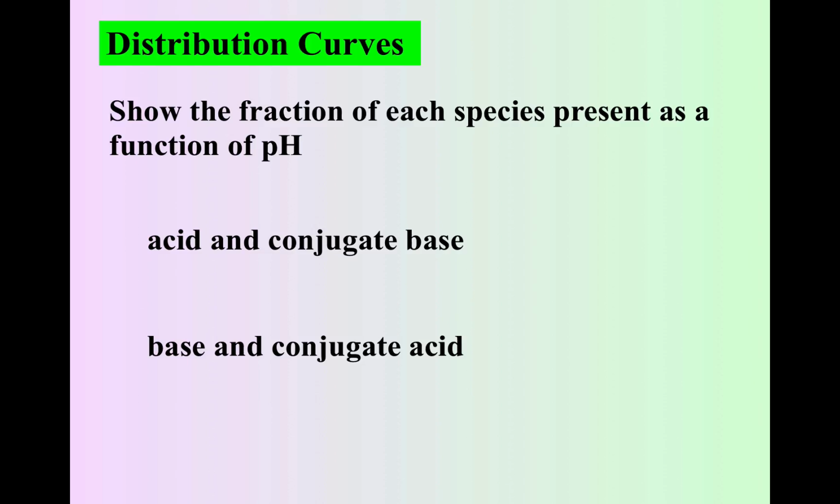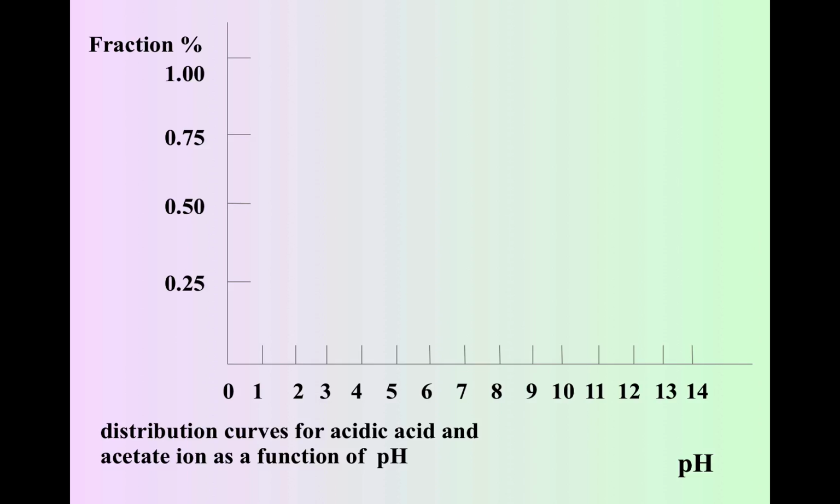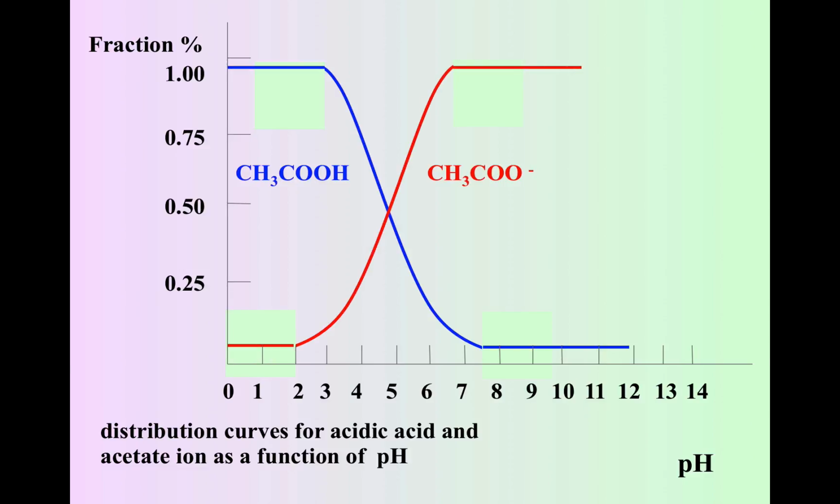All right, distribution curves. Distribution curves show the fraction of each species present as a function of pH. So we plot the change in pH versus the concentration of the acid and its conjugate base, or the base and its conjugate acid. So if I start out with acetic acid, as I add more and more hydroxide, I increase the pH, the concentration of the acetate goes down, and the concentration of its conjugate base goes up until I get to a point where the concentration of the conjugate base is equal to the concentration of the weak acid.